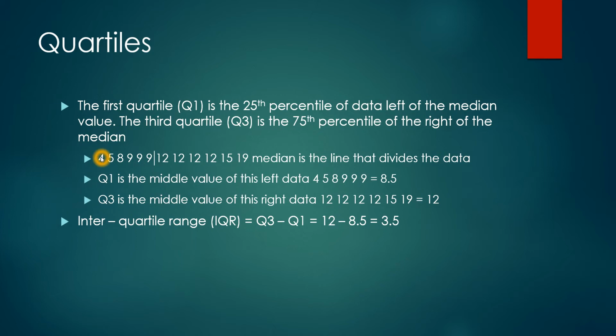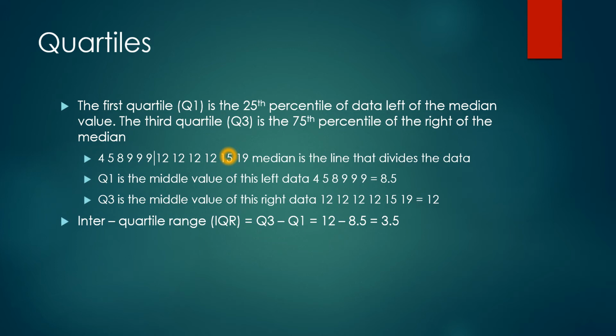Everything on the left is going to be the left of the median, because the median falls in this area, and everything on the right is, of course, right of the median. So Q1 is calculated on the left, Q3 is calculated on the right. If you want to find Q1, you take the middle value of this left part, and Q3 is the middle value of this right part. So we have 6 values on the left and 6 on the right.